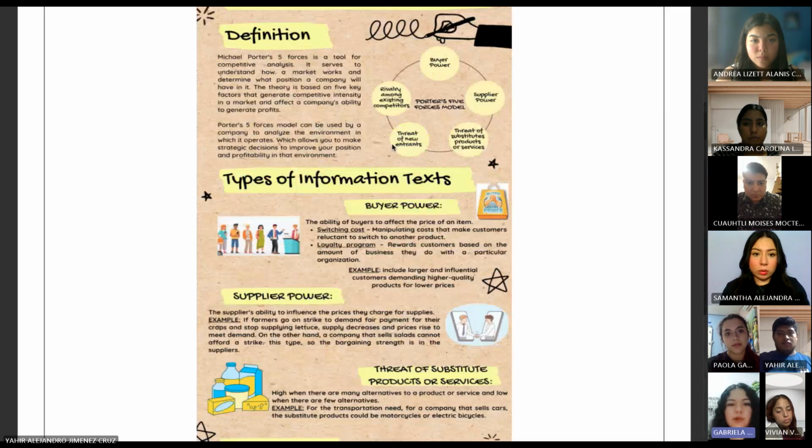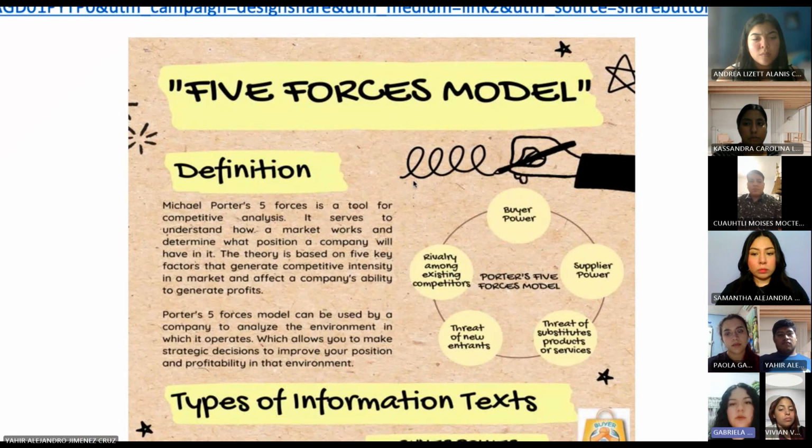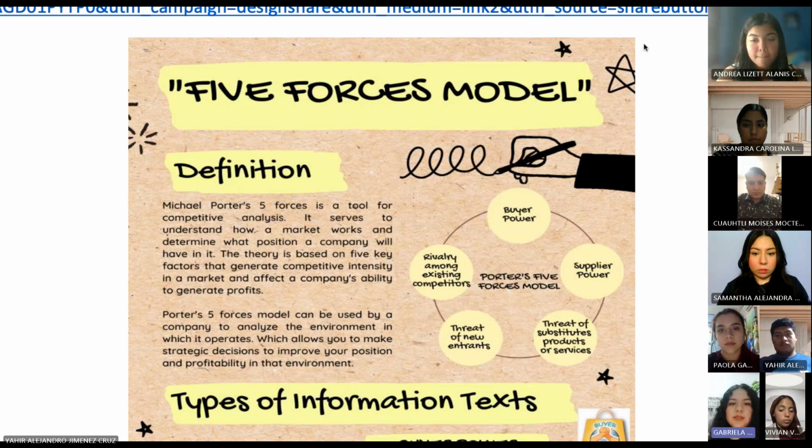Porter's 5 forces model. Michael Porter's 5 forces is a tool for competitive analysis. It serves to understand how a market works and determine what position a company will have in it. The theory is based on 5 key factors that generate competitive intensity in a market and affect companies' ability to generate profits. Porter's 5 forces model can be used by a company to analyze the environment in which it operates.